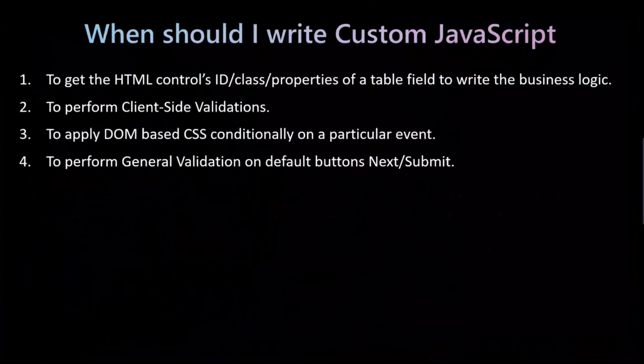The next requirement is to perform general validation on the default button. This is one of the most common requirements: when we expose the form on the portal, we see some default buttons on the form like submit, next, previous. Sometimes we want to restrict the user from submitting with the out of box button unless some specific condition has been met.